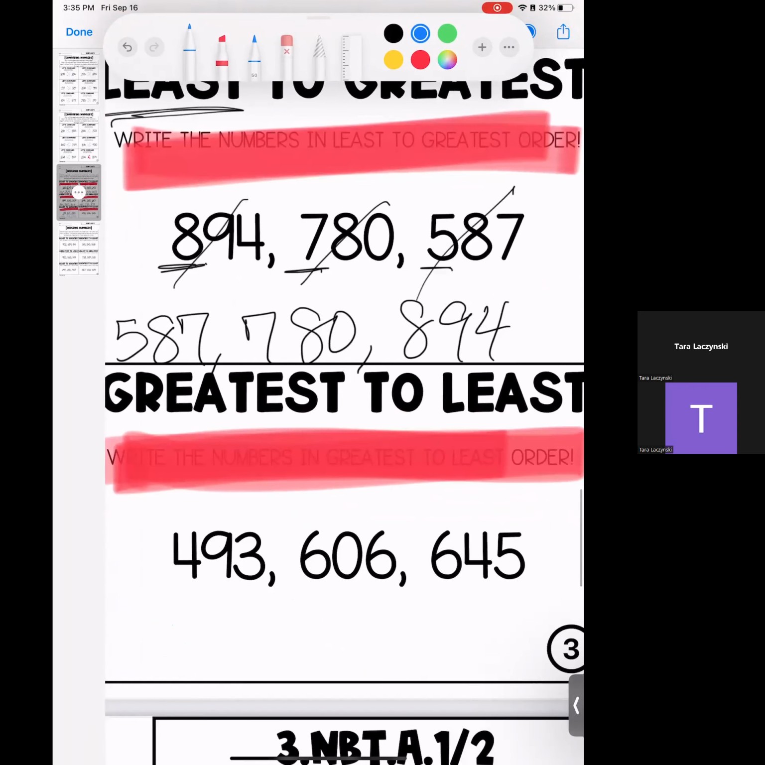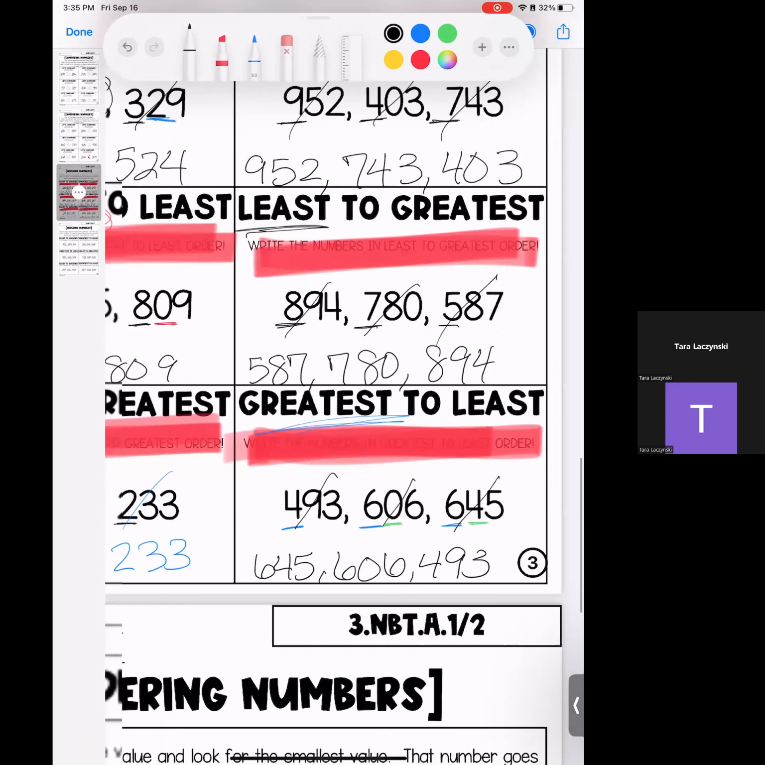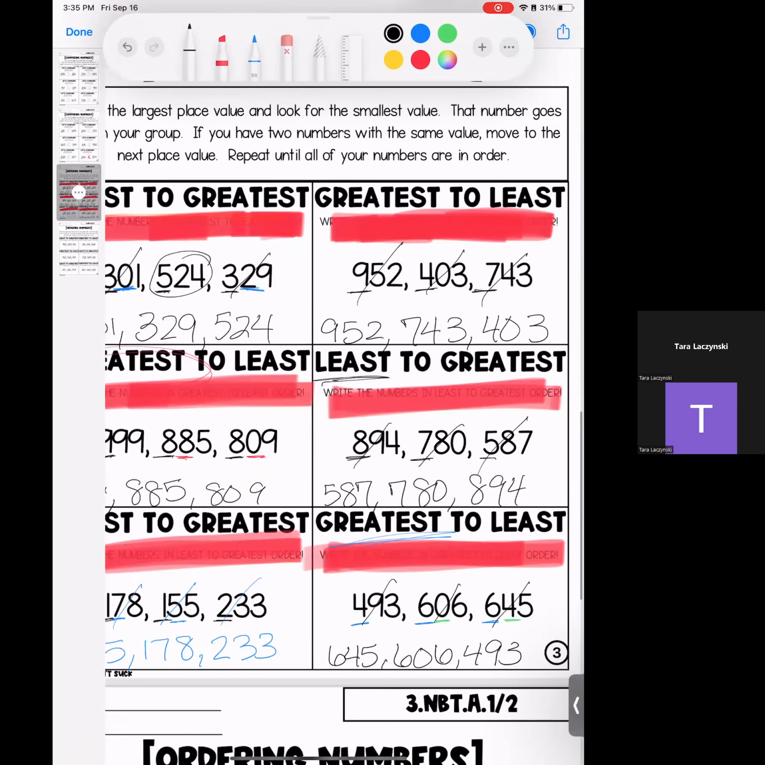Last one for this page, greatest to least, 400, 600, 600. We have matching hundreds. We need to look at the tens, 0 tens, 4 tens. So going from greatest, so largest, to least, 645, 606, 493. That brings us to the end of this homework assignment.